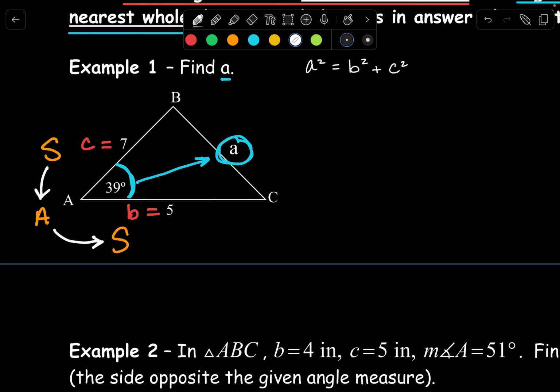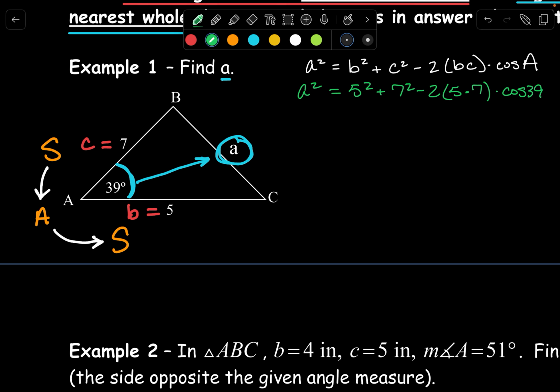Now remember, when you're looking for a, b and c are going to make your equation. So it's a squared equals b squared plus c squared minus 2bc times the cosine of the capital letter that corresponds to the side I'm looking for. So now I'm just going to start plugging in some values. I don't know a. Side b is 5. Side c is 7. So bc is 5 times 7. And then I'm using the cosine of 39.